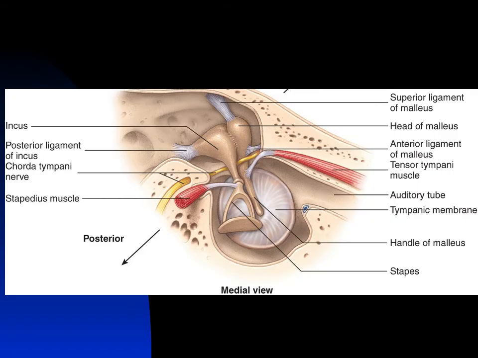And so this slide shows the parts of the middle ear, the tympanic membrane, the malleus, the incus, and the stapes. It shows some additional structures there, the tensor tympani and the stapedius muscle. These can tighten these up during loud sounds.